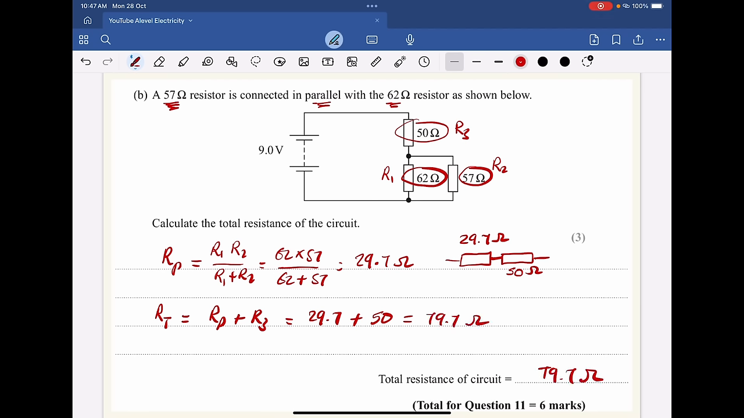79.7 ohm. One mark for the correct answer with a unit. And one mark for showing the sum or the calculation of the parallel electric circuit or the two resistors connected in parallel. Okay. And one mark for the calculation or the summation of 29.7 plus 50.